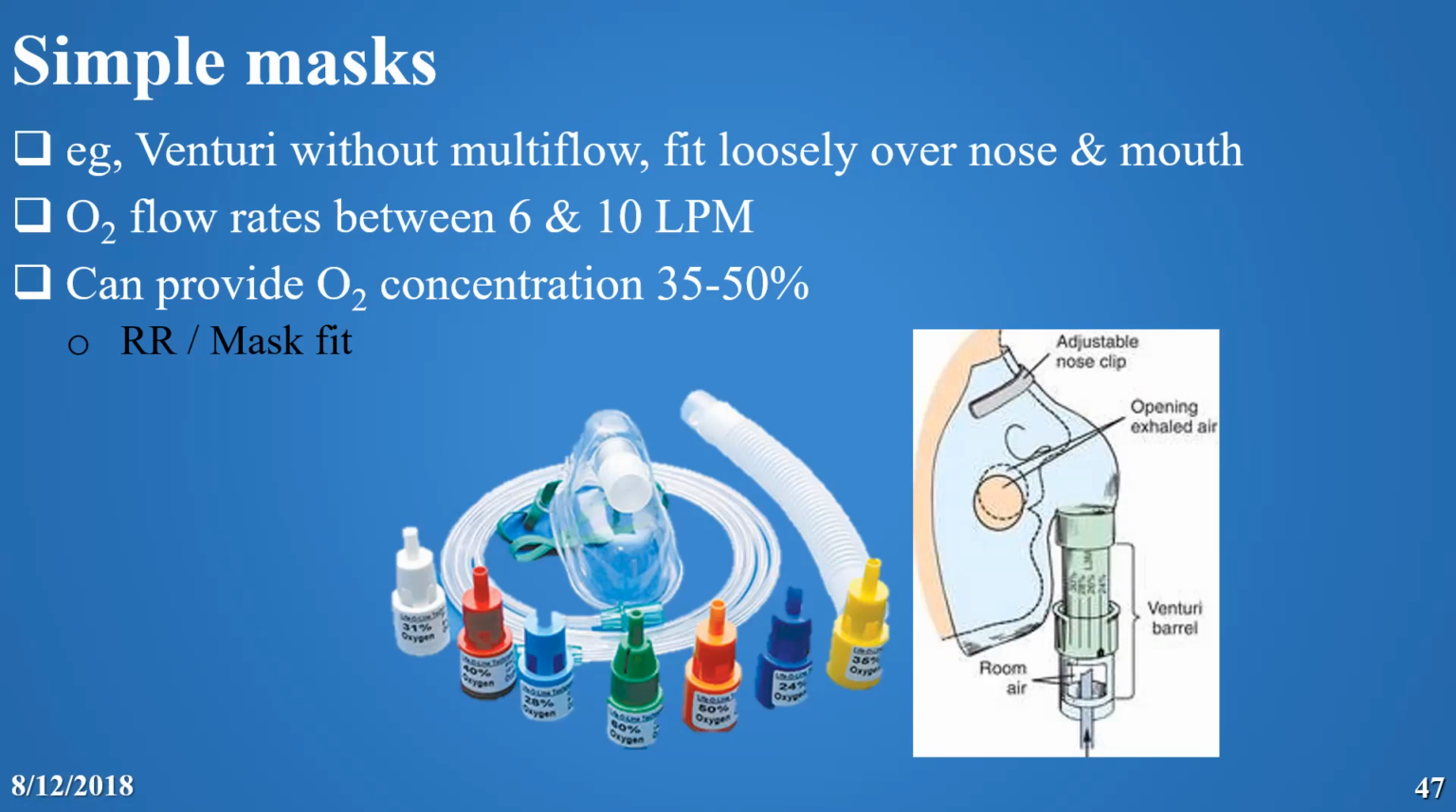Any questions about the simple mask? It's transparent, it has a flow, it has two openings, it's a triangular shape, it should fit, and it delivers oxygen to the nose and to the mouth. Sometimes it has a flow that we can dial, called Venturi, and sometimes we have multiple flow. The flow of the oxygen is usually somewhere between 6 to 10 liters per minute. Any questions about the simple mask?